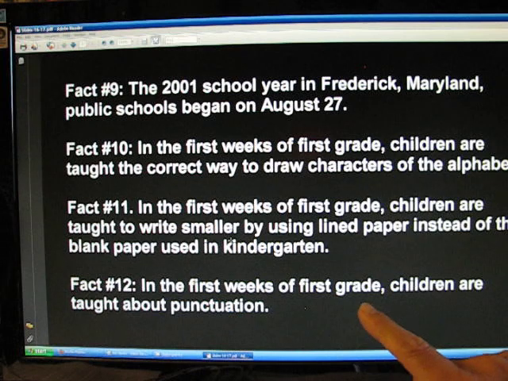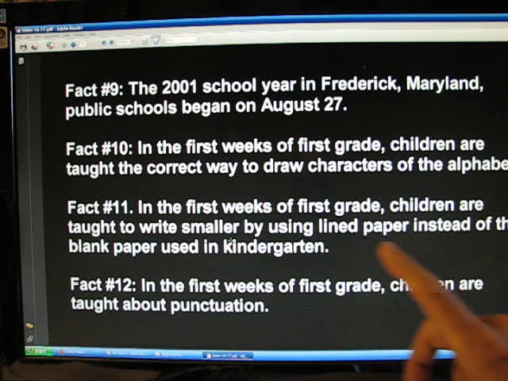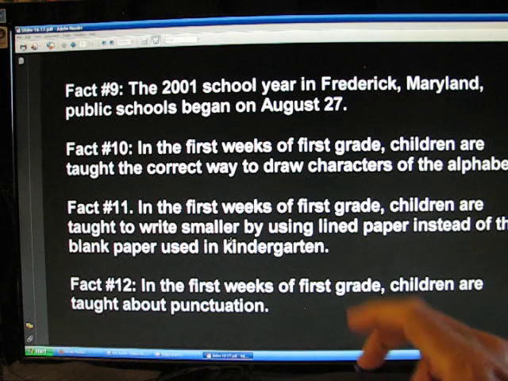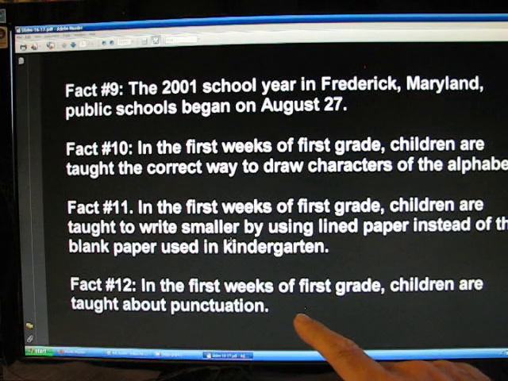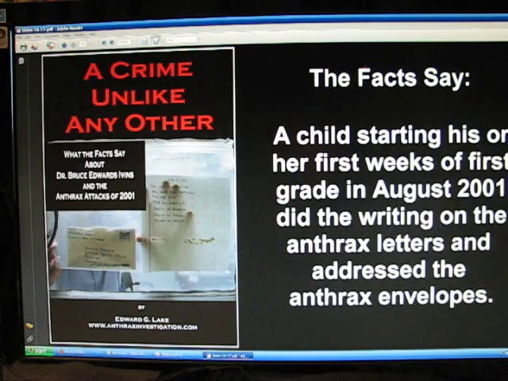Fact number 11: in the first weeks of first grade, children are taught to write smaller by using lined paper instead of the blank paper used in kindergarten. And fact number 12: in the first weeks of first grade, children are taught about punctuation. Now, how do we sum all this up? The facts say a child starting his or her first weeks of first grade in August 2001 did the writing on the Anthrax letters and addressed the Anthrax envelopes.